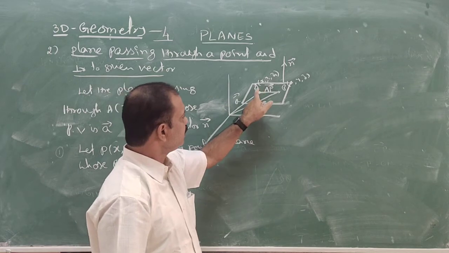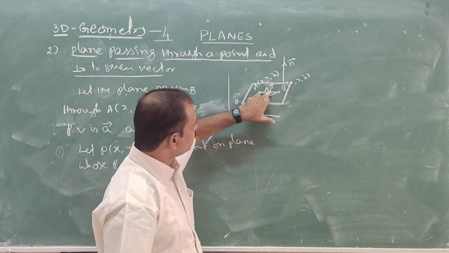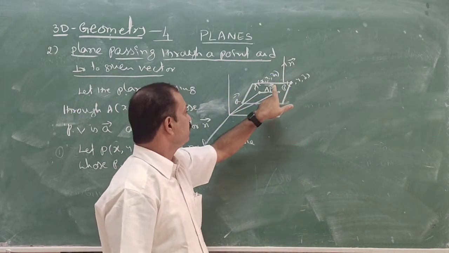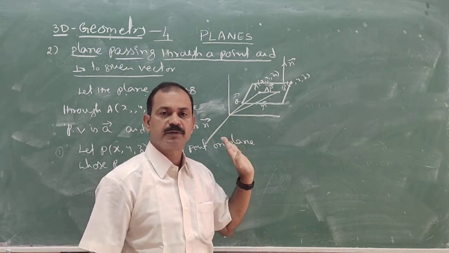How is the vector AP? Previously they were points, now I am converting them into vectors. Now vector AP is perpendicular to n. That's the whole proof. When AP is perpendicular to n, the dot product is 0. That's all. The problem is over.